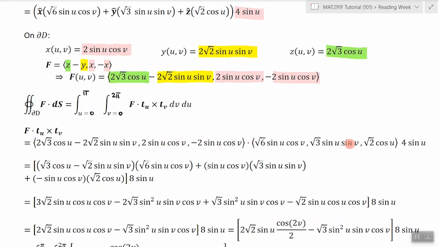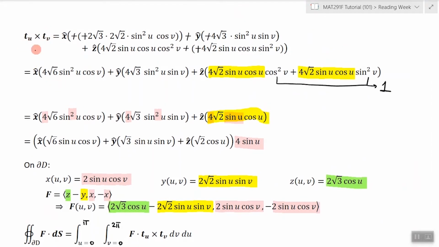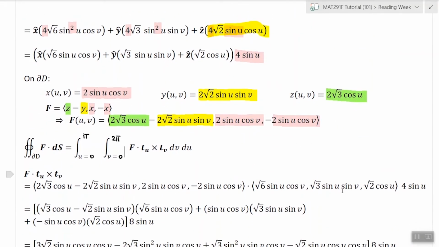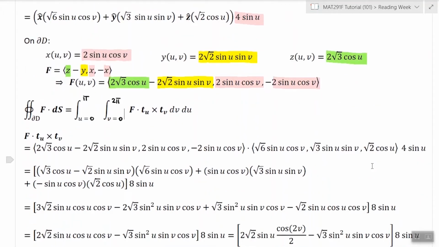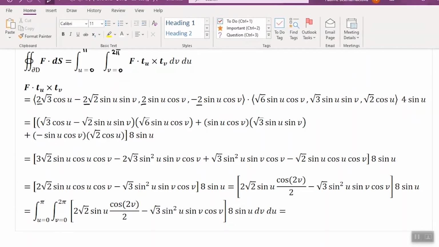This part, including the 4 sine u, is t_u cross t_v that I calculated over here. The only difference is that I dropped the x hat, y hat, z hat, and instead I wrote this triangular notation. Yes, so let's simplify things. Next thing I did is I took the 2 and I factored it out of F and I merged it with this 4. That's how I got 8 sine u. And then the rest is the expanded dot product.